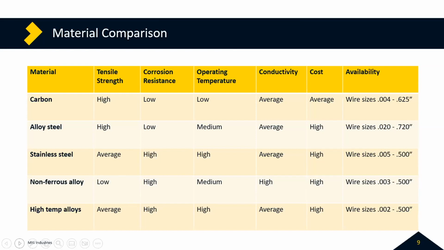And then the last category is your high temperature alloys, which are average in tensile strength, but very high in corrosion resistance due to the really high nickel in them. And of course, the operating temperatures are really, really high as well. Some of these alloys can be used as high as 900 degrees Fahrenheit. They're not as conductive as your non-ferrous alloys, and they are high in cost.